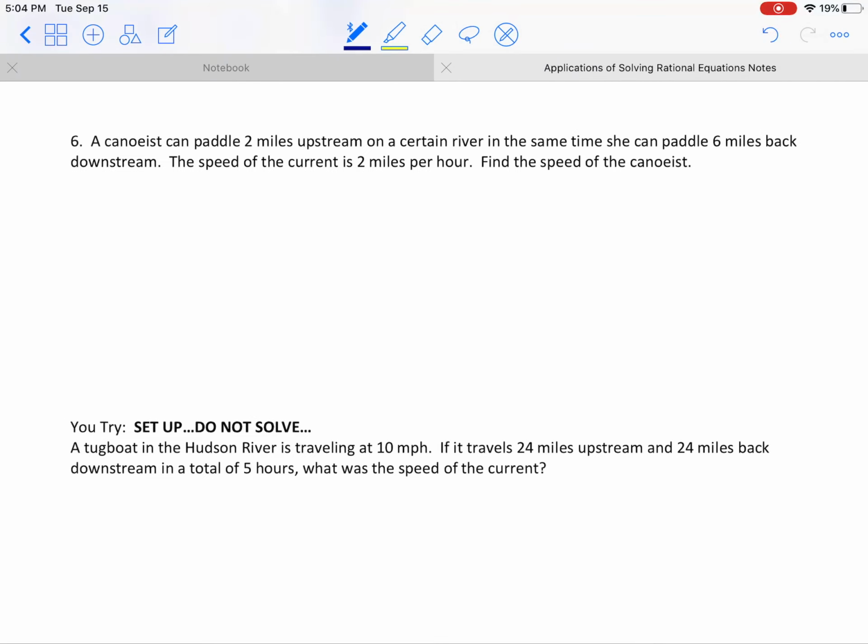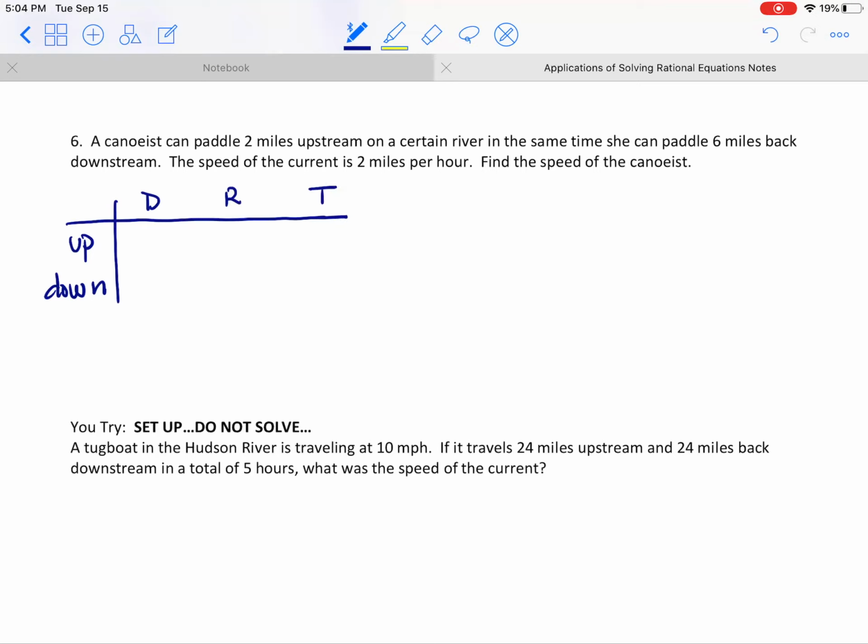Okay? So, a canoeist can paddle. Canoeist, I don't know if you've ever seen that word written before, it's an odd one. A canoeist can paddle 2 miles upstream on a certain river, in the same time she can paddle 6 miles back downstream. This time we have the speed of a current that is traveling at 2 miles per hour, and we have to find the speed of the canoeist. There's only one person in this problem, but this canoeist is traveling upstream and back downstream. So in our table, we want to put the canoeist's trip upstream, and then the trip back downstream. Again, there's going to be a distance, a rate and a time for each trip.